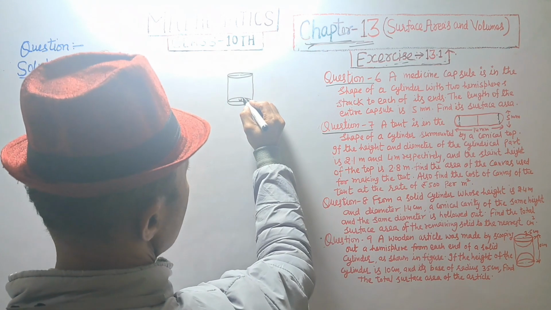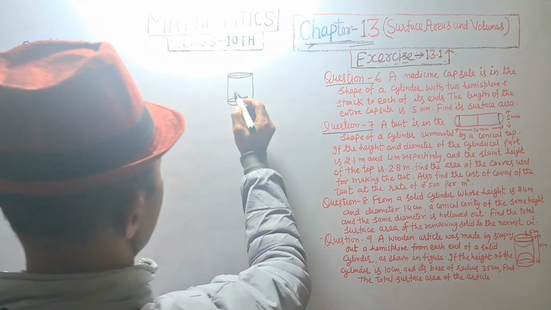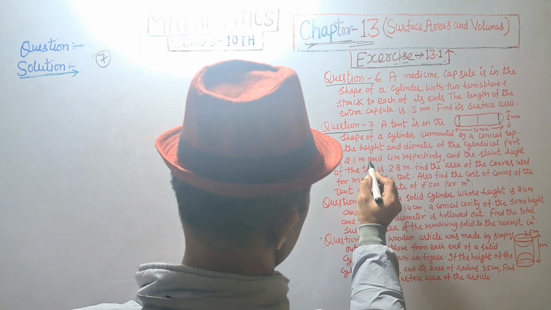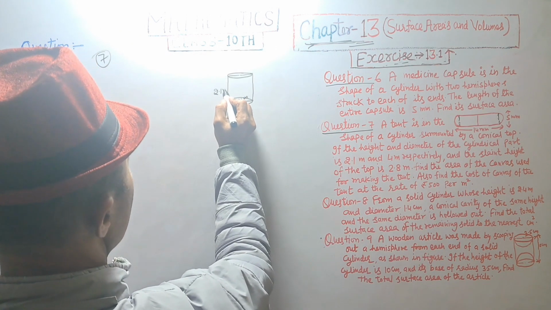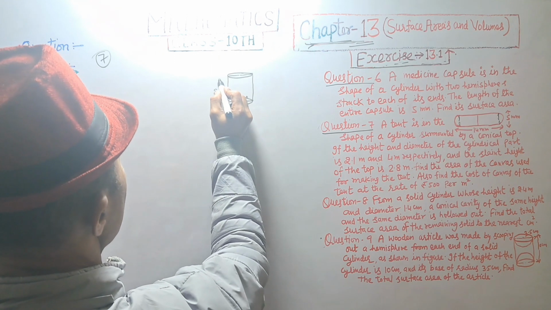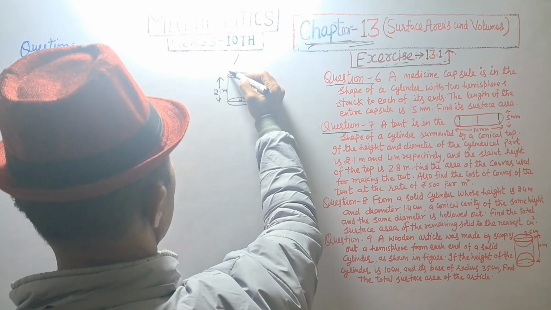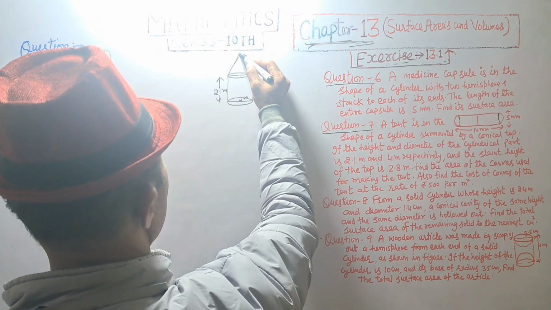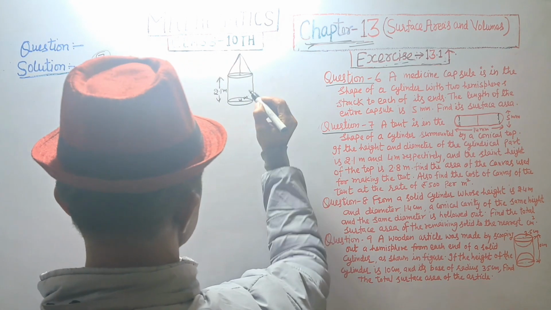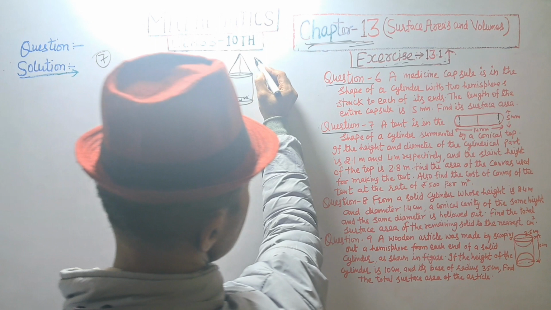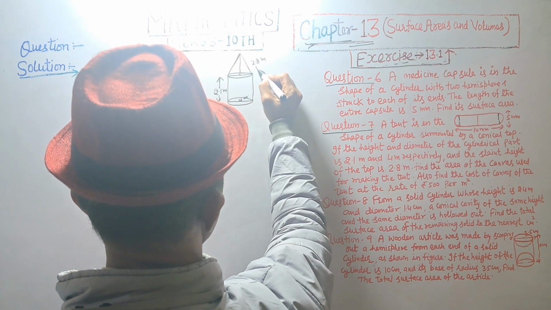Diameter is 4 meter, height is 2.1 meter, and slant height is 2.8 meter.